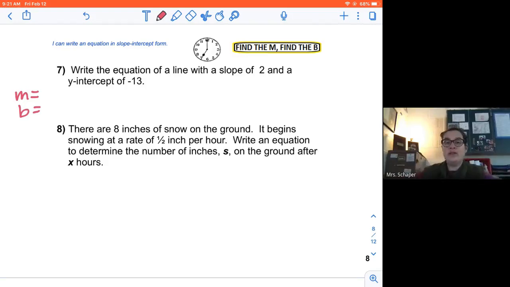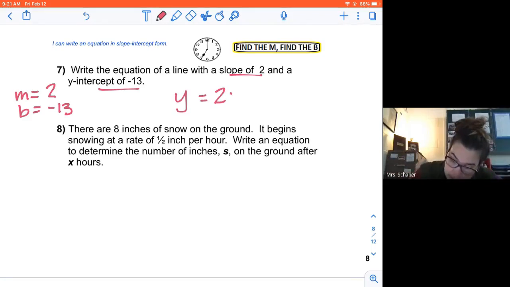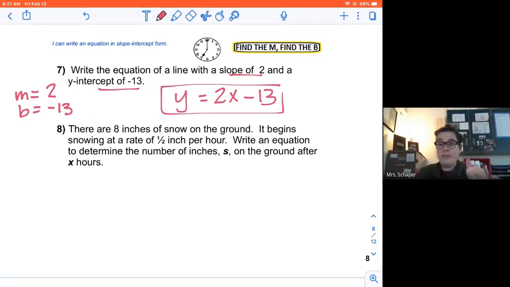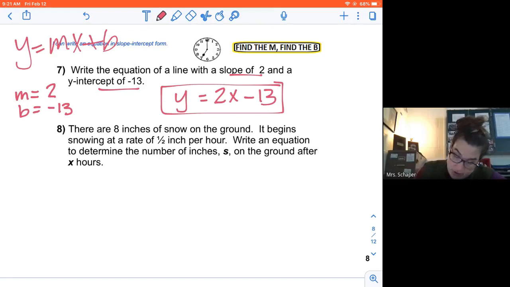So write the equation of a line with a slope of 2 and a y-intercept of -13. It's telling me both of those pieces. Sweet. So all I have to do is write out y equals 2x minus 13. I know the slope and I know the y-intercept, so I can write it in y equals mx plus b. Okay.